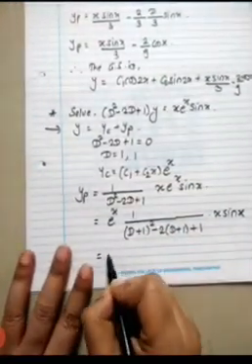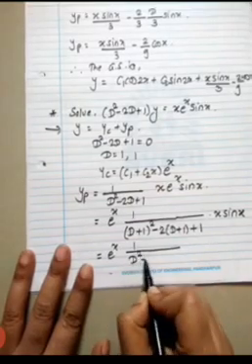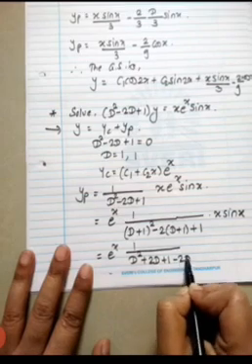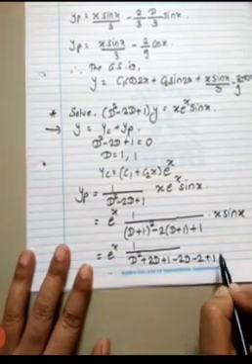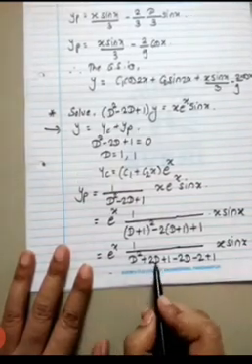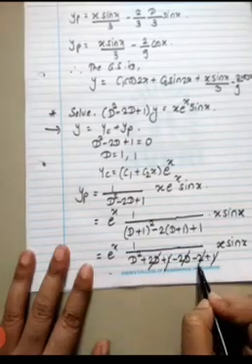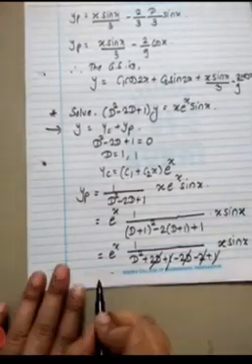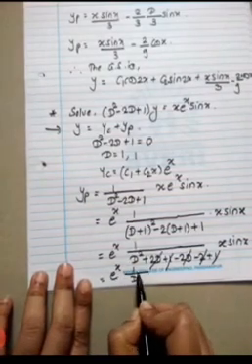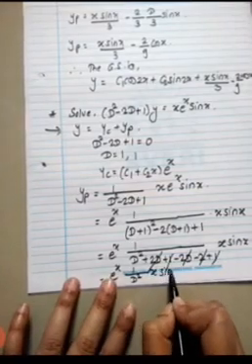So it is e raised to x into 1 upon d square plus 2d plus 1 minus 2d minus 2 plus 1, x sin x. 2d minus 2d cancel. 1 plus 1, 2 minus 2 cancel. Sometimes it is better that we apply previous knowledge. So it is 1 upon d square x sin x.